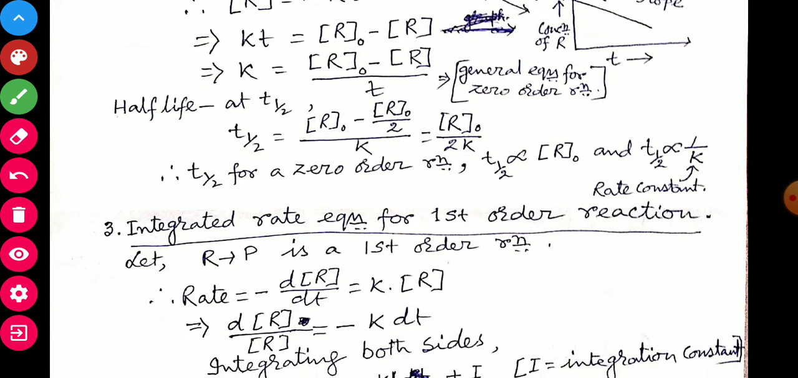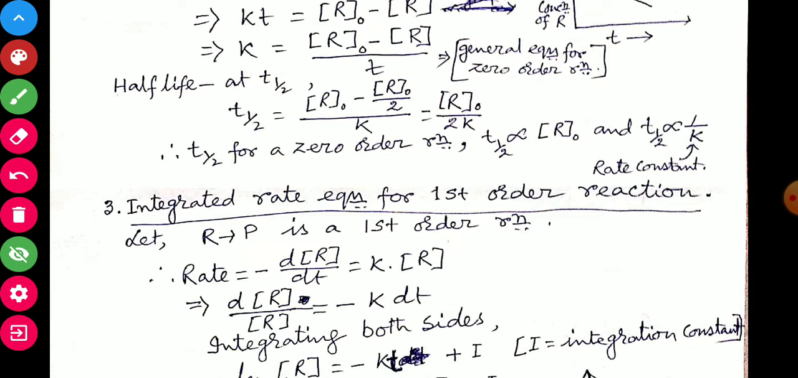So for half-life, at t half, [R] equals [R]0 by 2, so t half equal to [R]0 minus [R]0 by 2, by k, equal to [R]0 by 2k. Therefore, for a zero order reaction, t half is directly proportional to the initial concentration [R]0, and t half is inversely proportional to the rate constant k.